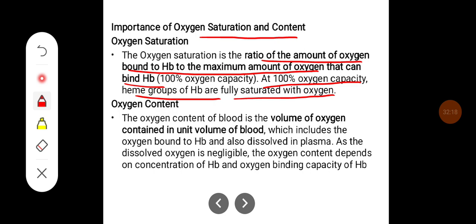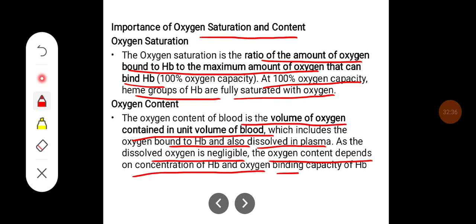Oxygen content of blood is the volume of oxygen contained in the unit volume of blood, which includes the oxygen bound to hemoglobin and also dissolved in plasma. As the dissolved oxygen is negligible, the oxygen content depends on the concentration of hemoglobin and the oxygen binding capacity of hemoglobin.